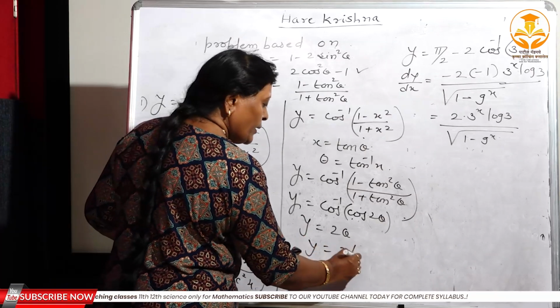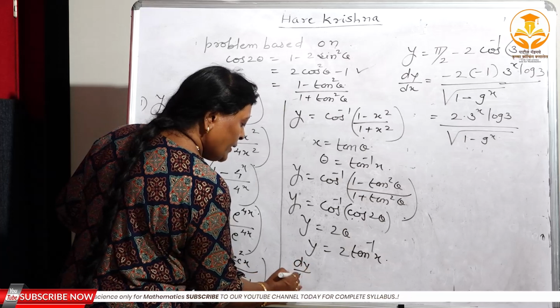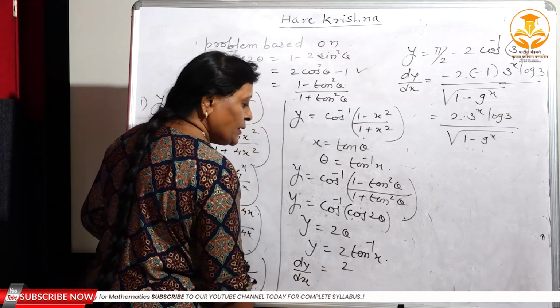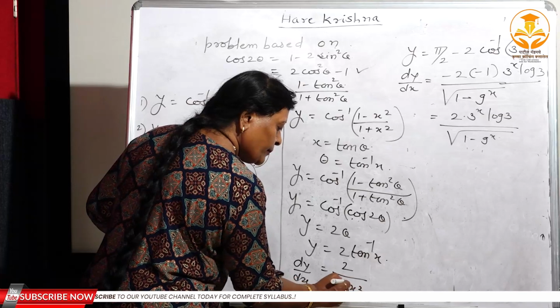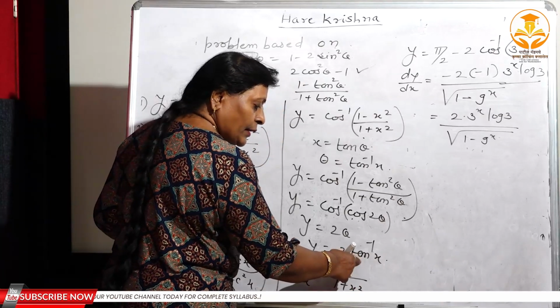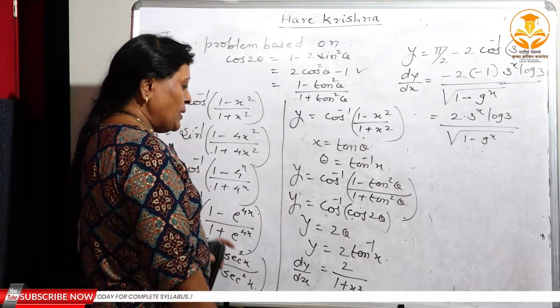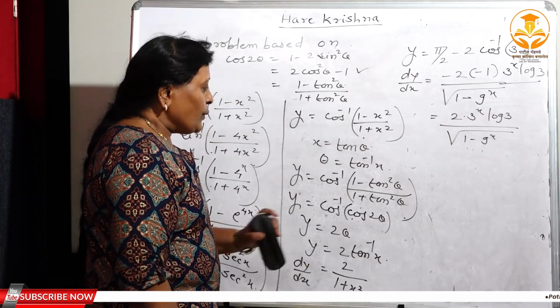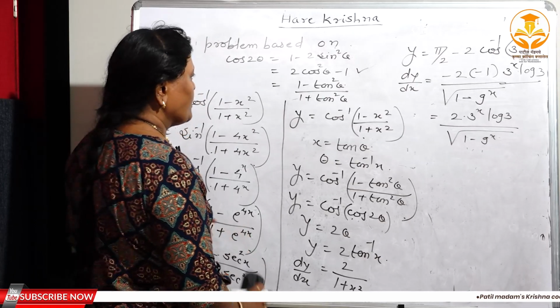What is theta? Tan inverse of x. Therefore dy by dx, 2 remain as it is. The derivative of tan inverse x is 1 upon 1 plus x square, right? The derivative of tan inverse x, that is 1 upon 1 plus x square. Simple, isn't it? Therefore the result is 2 divided by 1 plus x square, right?